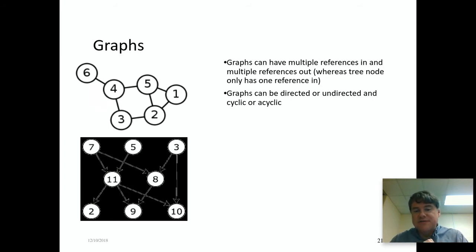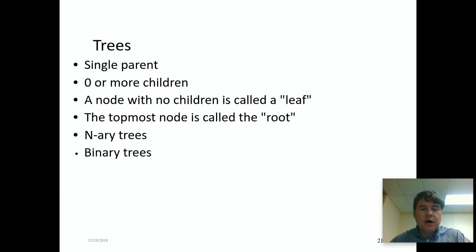All right, so these are examples of graphs. Graphs can have multiple references in and multiple references out, whereas tree nodes only have one reference in and then typically multiple references out. Graphs can be directed or undirected, and they can be cyclic or acyclic, trees being acyclic. A tree has a single parent and 0 or more children. A node with no children is called a leaf. The topmost node is called the root. And you can have binary trees, or you can have n-ary trees.